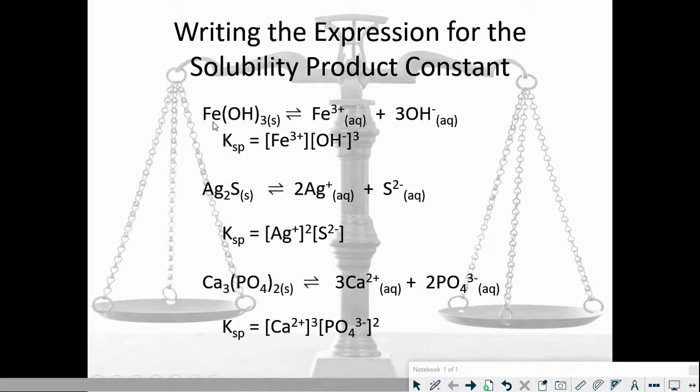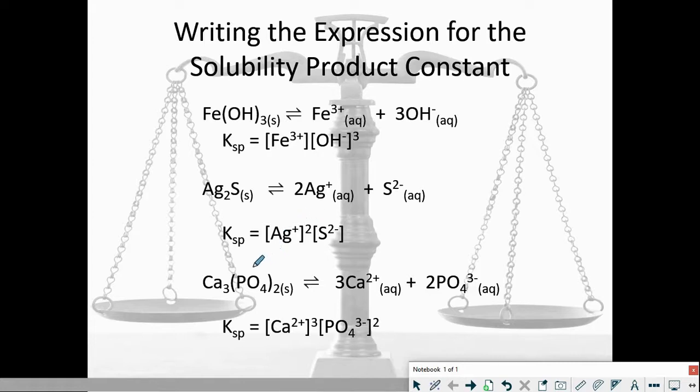So for example, in iron 3 hydroxide, we see that the iron has a coefficient of 1 and the hydroxide has a coefficient of 3. This translates into the KSP expression whereby the OH has an exponent of 3. For silver sulfide, we see a coefficient of 2 in front of the silver ion and a coefficient of 1 in front of the sulfide ion. So in the KSP expression, there's an exponent of 2 for the silver ion.